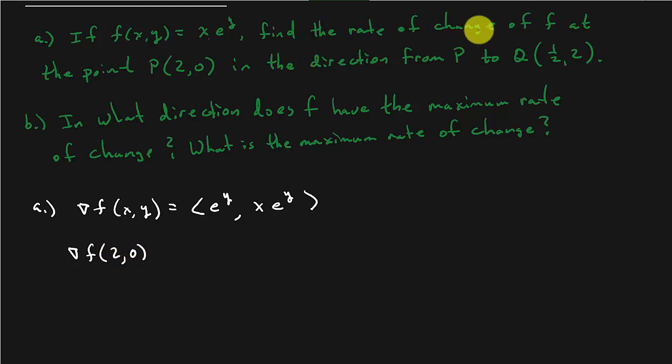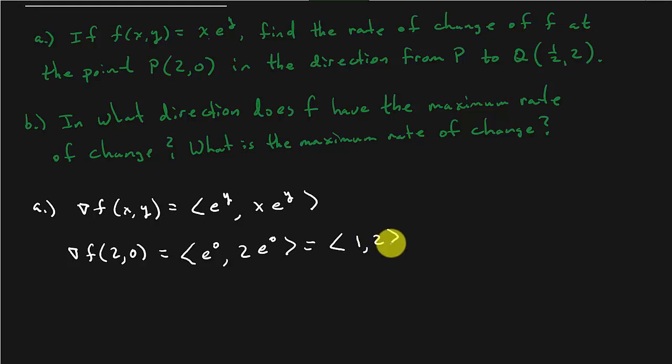Okay, so find the rate of change of f at the point (2, 0). So we're going to plug in (2, 0). That's going to be e to the 0, 2e to the 0, which is going to be (1, 2).